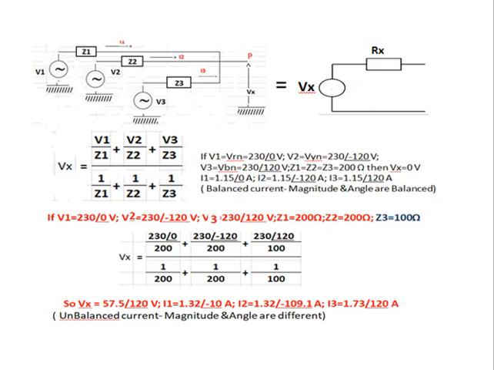In that condition, I1 is equal to 1.32 angle minus 10 degree. I2 is equal to 1.32 angle minus 109.1. I3 is equal to 1.73 angle 120 degree. Unbalanced current, magnitude and angle are different.